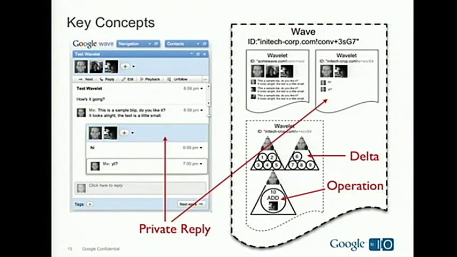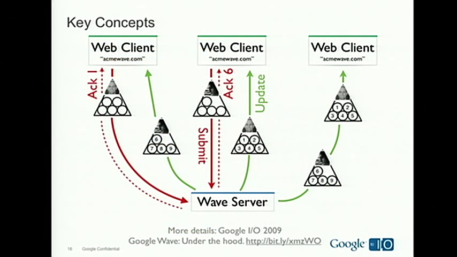A delta is authored by one of the participants on that wavelet, and here I show this pictorially by having that participant in the tip of the delta. So if we have a quick look at interactions between different clients and a wave server, each wave is owned by one wave server only, and that wave server is the authority over the history of delta applications to that wavelet. Here we have 3 web clients.